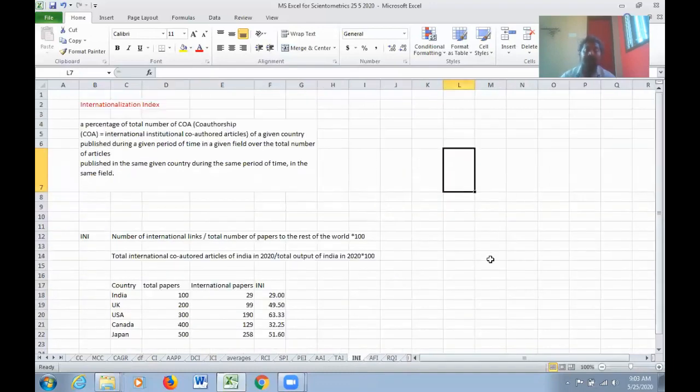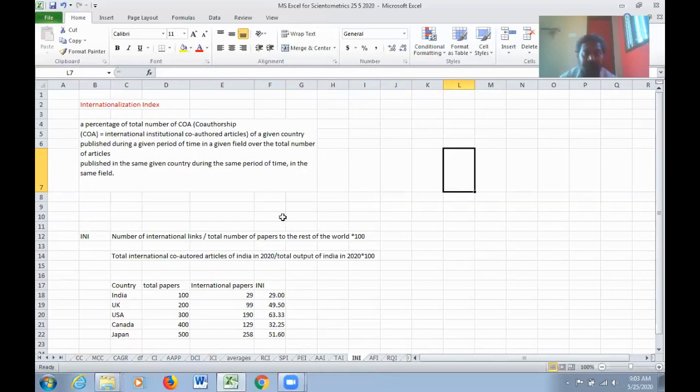And these 2 or 3 indices, like Internationalization Index, I have taken from a particular scientometric research work done by Mrs. Grace on infertility literature, a good friend of mine. Thank you, Grace madam, for having given me this permission to use a couple of indices I have taken from your PhD research work. Thank you so much.